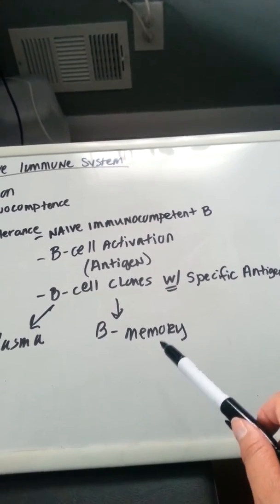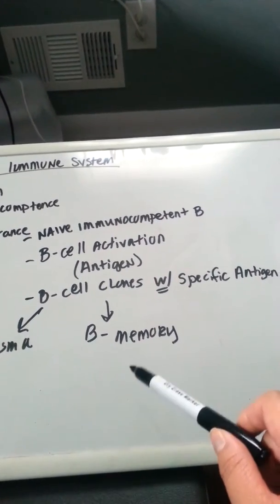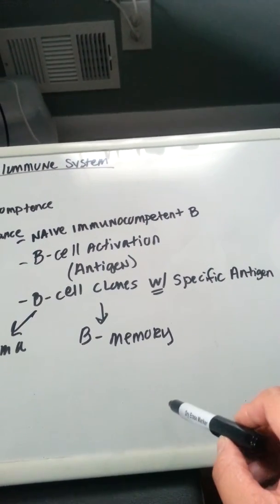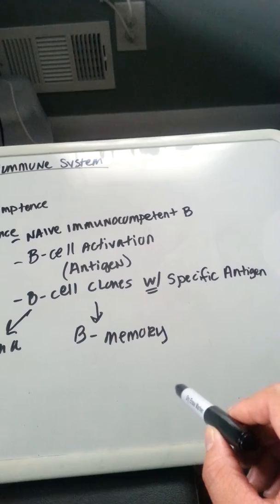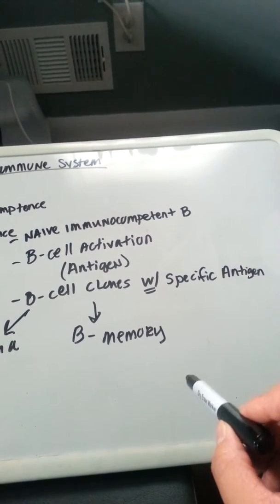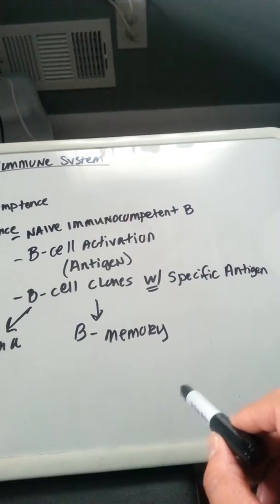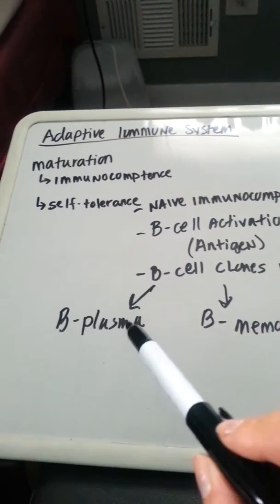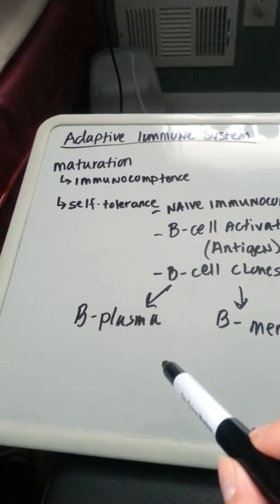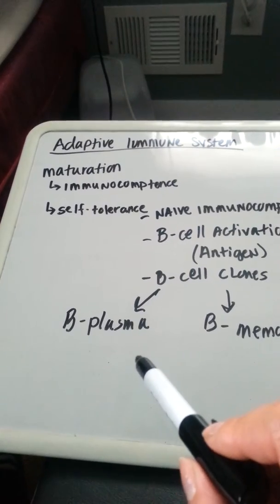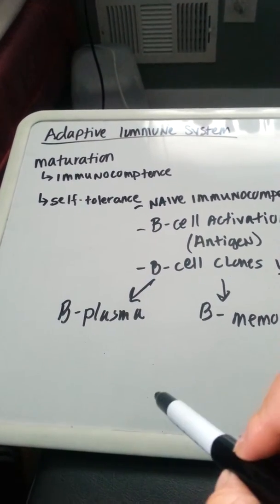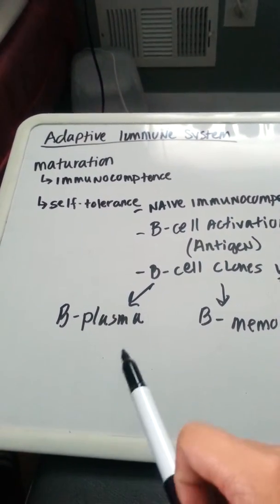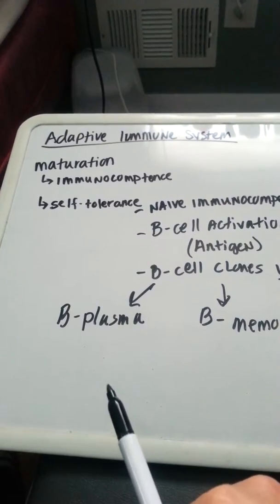Now this is the memory one. Memory is reserved to mount a more rapid response to future exposures of the same antigen. Antibody levels peak in 2 to 3 days at higher levels and bind with greater affinity, which can last weeks or months. B plasma, the primary immune response, produces antibodies in 4 to 5 days, and it peaks at 10 days. It circulates in the blood or the lymph. It binds to free antigens, and it marks the antigens for destruction.